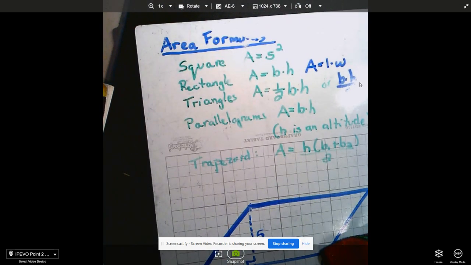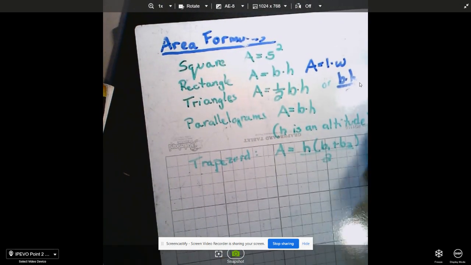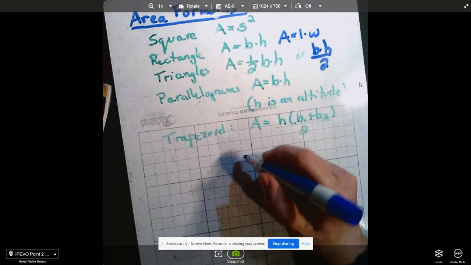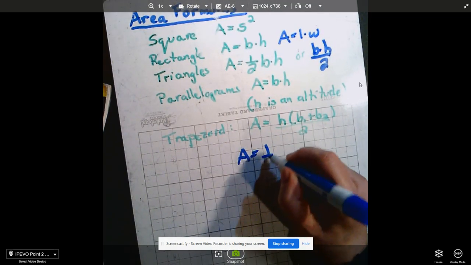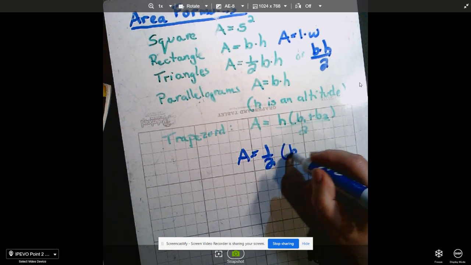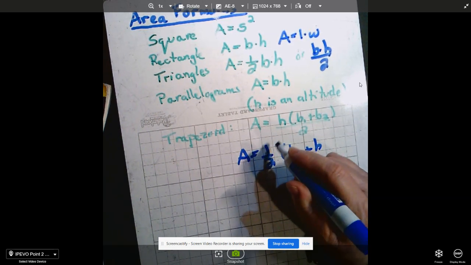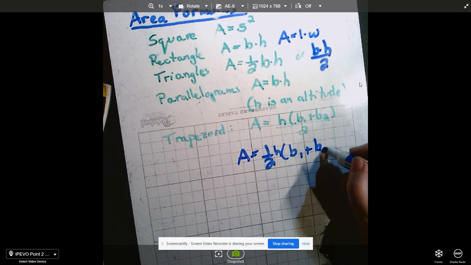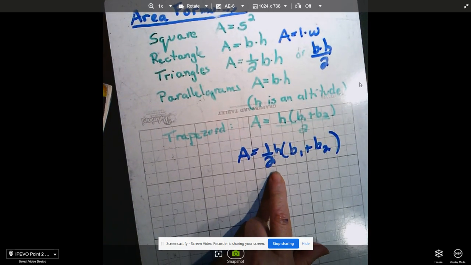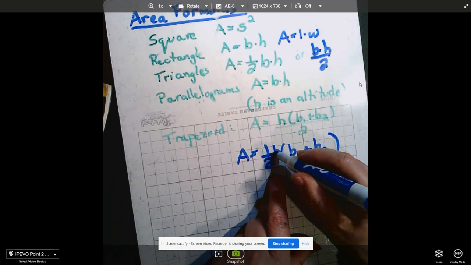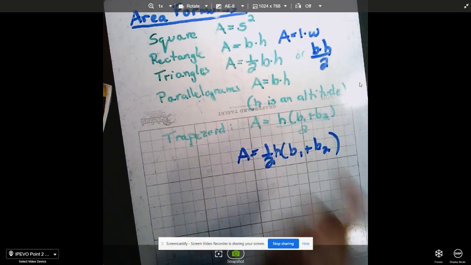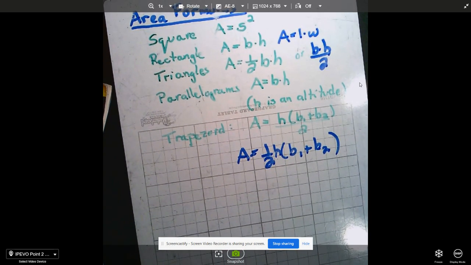All right. And the last one is a trapezoid. And sometimes you'll see the formula given like this: 1/2 h (b1 + b2). Whoops, I forgot the h. But again, sometimes kids don't really like dealing with the 1/2, so they prefer just to divide by 2. It's the same exact thing.